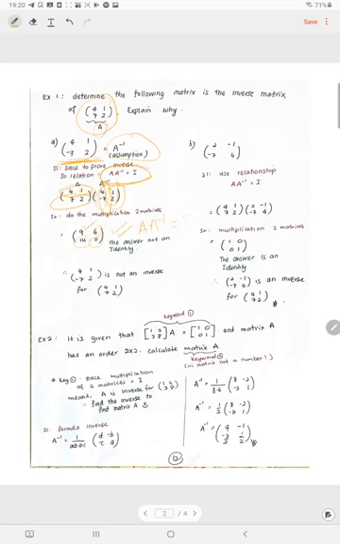Is it equal to identity? No, right? So we can say that 4, 1, negative 7, 2 is not an inverse for this one.